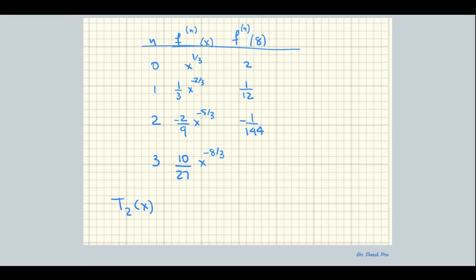So let's write T2 of x. What is C sub 0 here, guys? Somebody tell me for T2 of x, we're centering at 8. What's T2? 2. Very good. 2 plus. What is C sub 1, guys? 1/12.